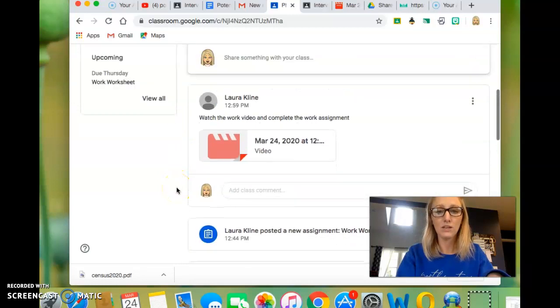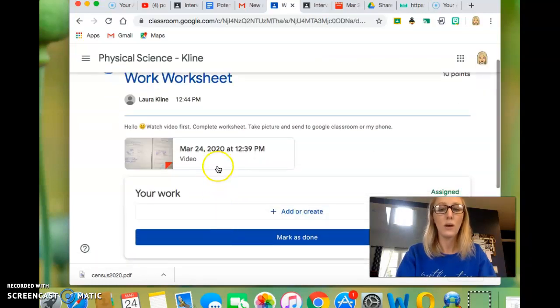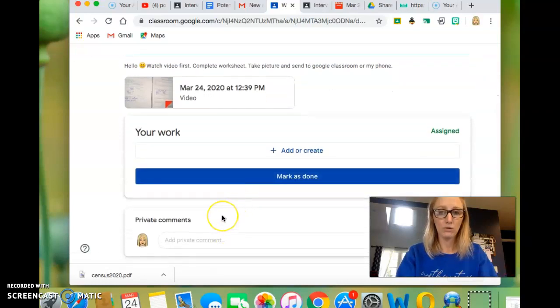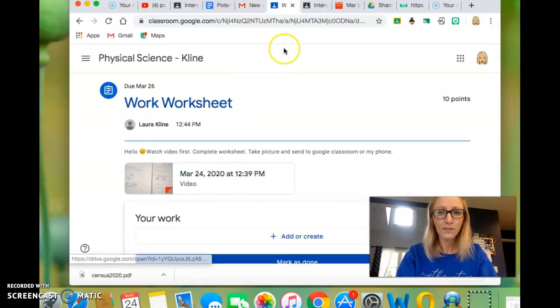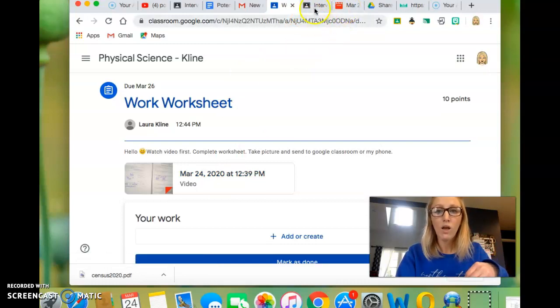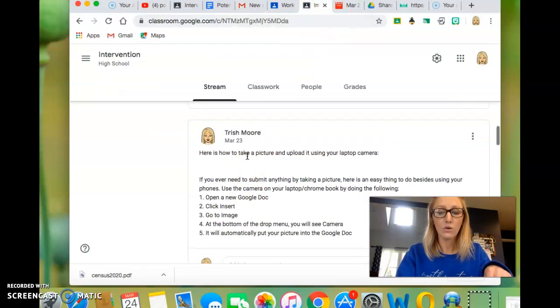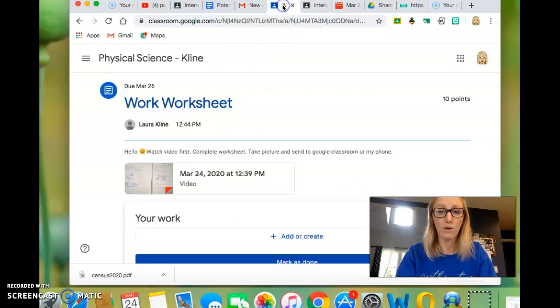But after you complete your worksheet, make sure you mark this as done, and then you upload your picture. You are able to upload it either using the camera on your cell phone, or you can use the camera on your laptop if you have one. If you go to the intervention Google Classroom that you're all a part of, yesterday I posted directions on how to use your laptop camera to upload. Again, if you're having any problems with it, please let us know.